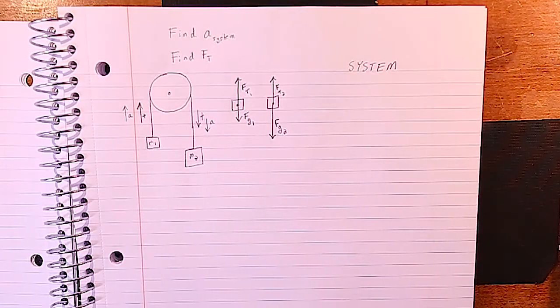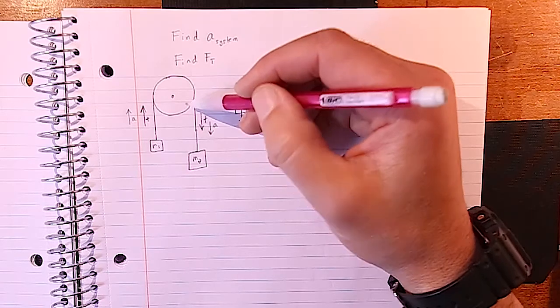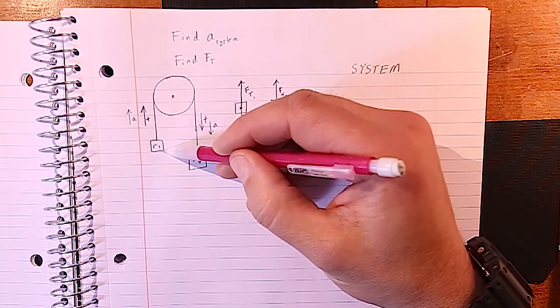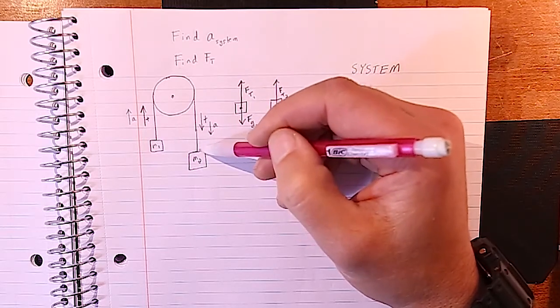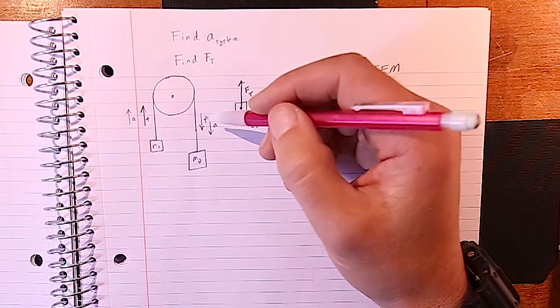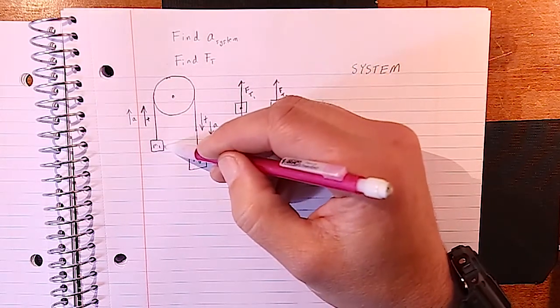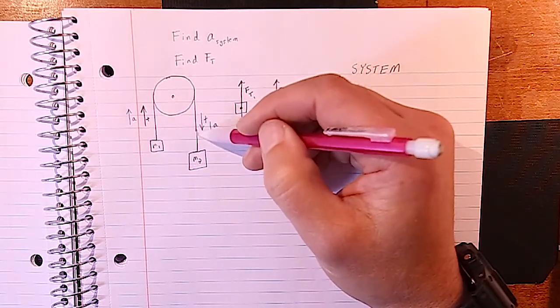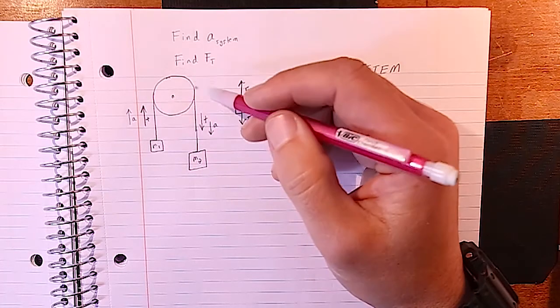This problem is called an Atwood machine. What it consists of is a massless, frictionless pulley in which we have one mass hanging on one side by a cord and a second mass hanging by a cord on the other side, and the cords are massless. So as you can see, if M2 is larger than M1, then M2 is going to accelerate down and M1 is going to accelerate up.